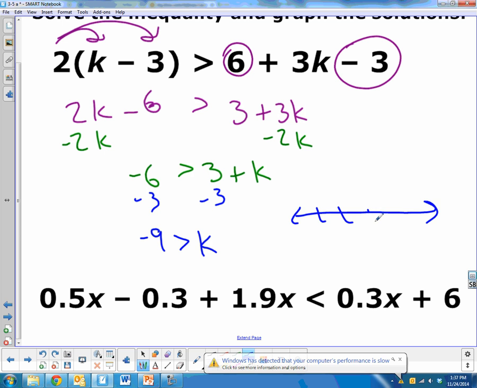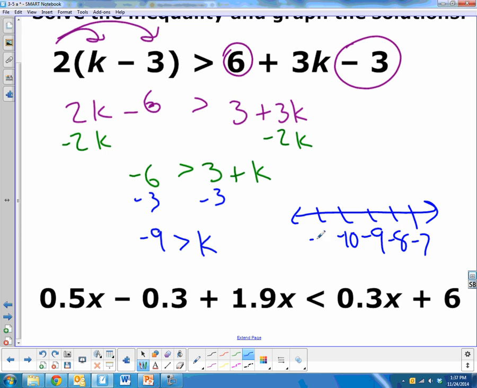Okay, 1, 2, 3, 4, 5. Negative 9 is my solution, so I put that in the middle, and I count a few on either side. I've got that k is less than negative 9. Negative 9 is greater than k. Well, negative 9 is greater than negative 10, which means that negative 10 could be a solution to our problem. This says negative 9 is greater than k, and so negative 9 is greater than negative 10. But it will never equal negative 9.